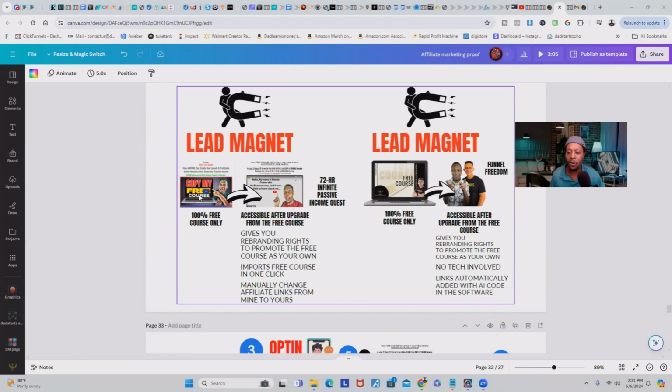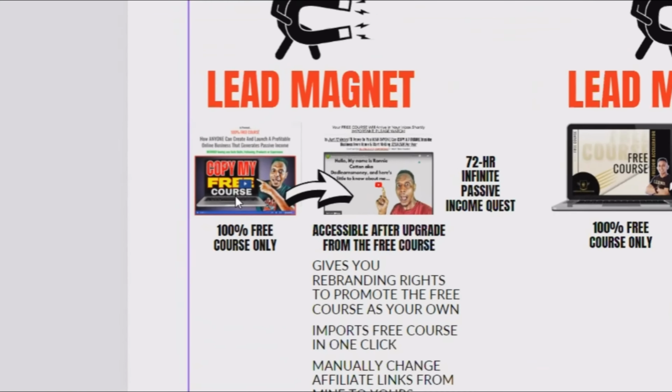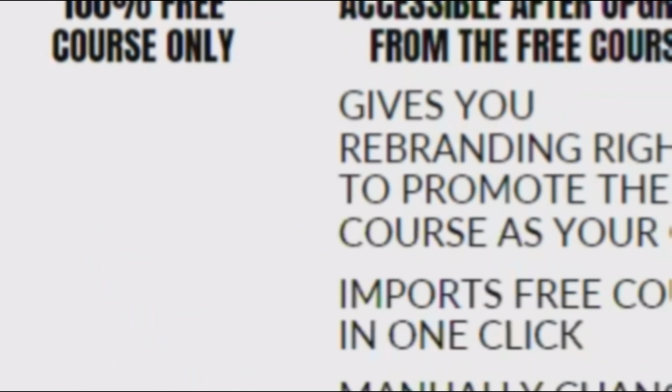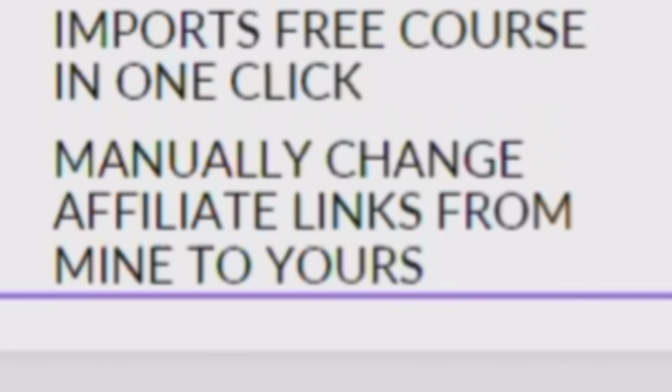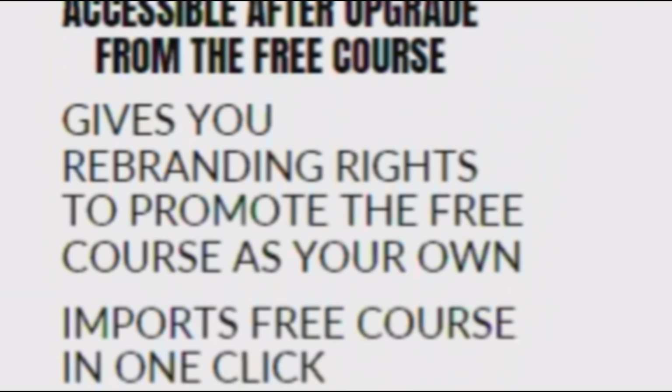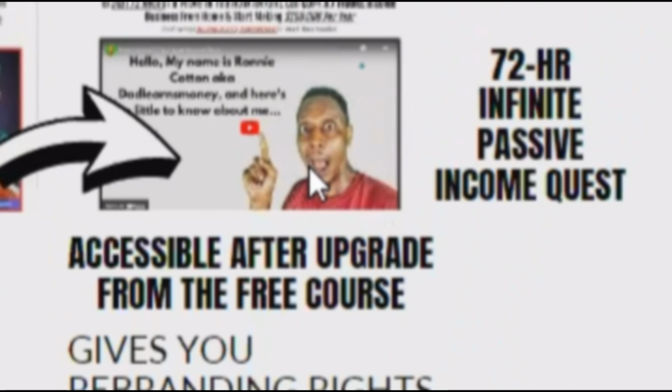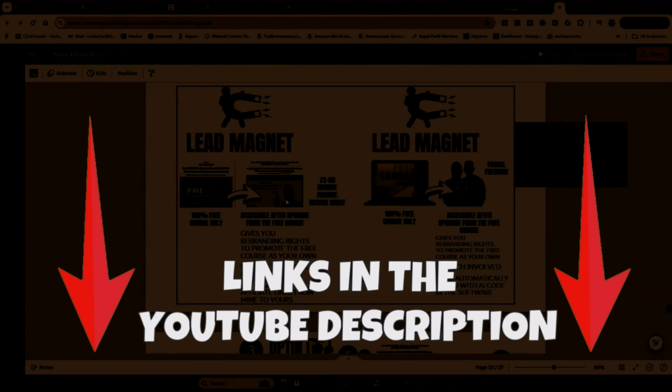Like I said, my first course is going to be a free course that just teaches you about affiliate marketing. But if you want the actual course to where all you have to do is change the affiliate links and it can be imported into your funnel building software in one click for absolutely free, then you're going to have to upgrade to the next version and take part in the actual quest, which is the 72-hour infinite passive income quest. That link will be below this video.